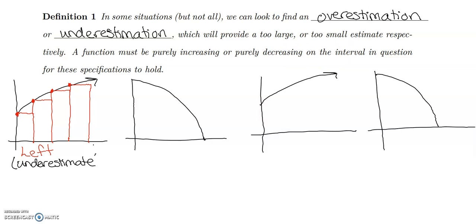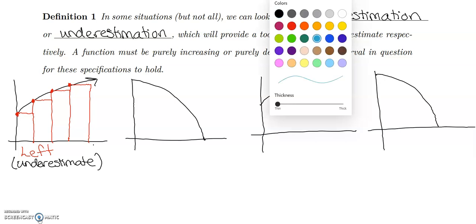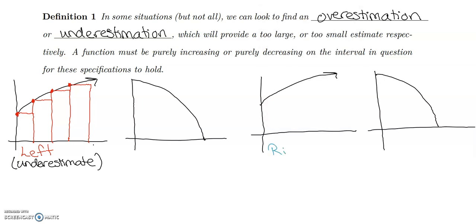So this is going to end up being an underestimate. Now let's jump over to the right-hand side on this same type of function. What if we do a right-hand sum? If we split it up again into 4 pieces and take the right-hand endpoint to be our height, we're going to get something that looks like this. Notice that all of those rectangles end up above the function. So in this case, this would end up being an overestimate.